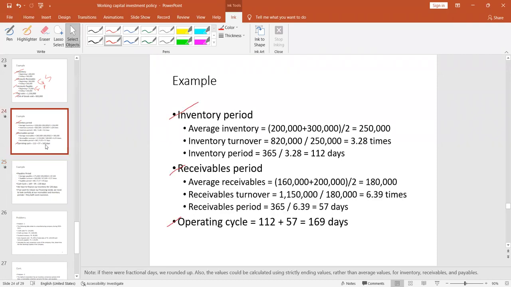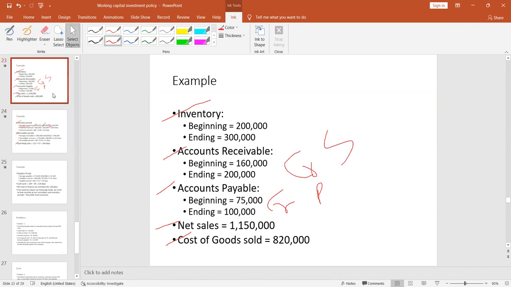How can we calculate? You need to remember first, so simple way, simply you can calculate average inventory. Average means beginning inventory plus ending inventory divided by two. What was our beginning inventory? 2 lakh. Ending inventory? 3 lakh. Now, how can you calculate this average inventory? 2 lakh plus 3 lakh divided by 2. Is it all right?